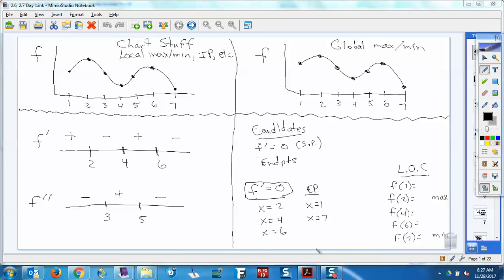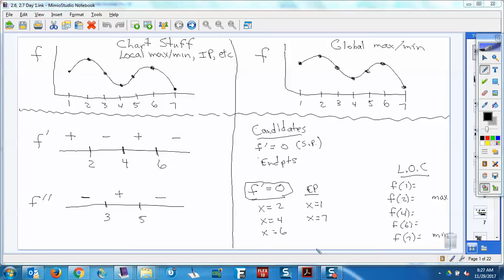Okay, so we do the derivative, set it equal to 0, and in this case, that would happen at 2 and at 4 and at 6. Right? The derivative is 0 at 2, 4, and 6. And our endpoints on this problem are 1 and 7. So those are the 5 possible places that we have a highest point and a lowest point.